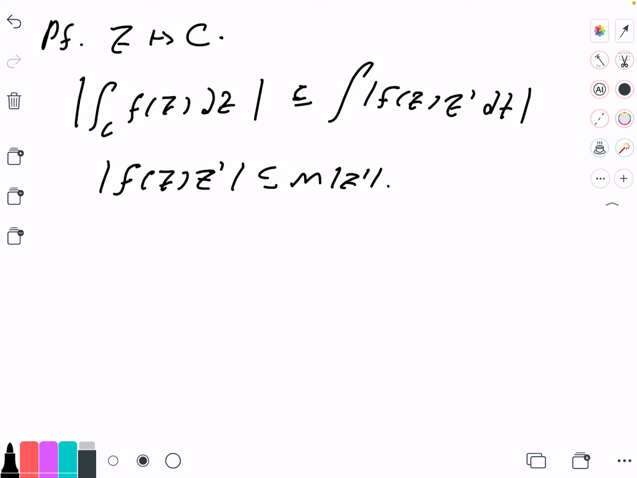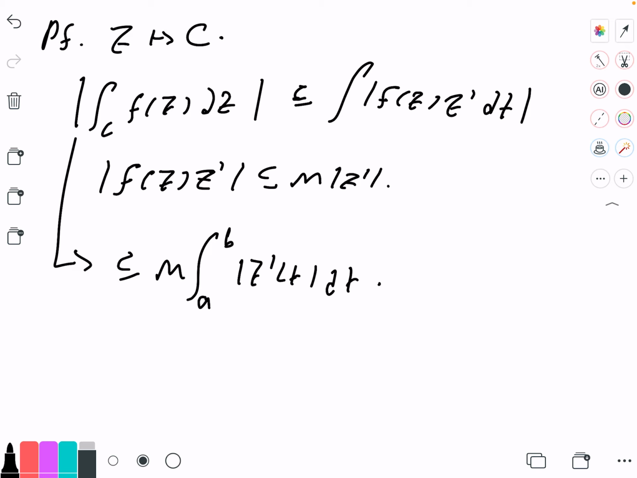So if we rewrite the integral above, we can just write M outside, and we can bound this. Oh yeah, I do need that. But this should look familiar. This is just the arc length. So it's L. So we have successfully proved that we can bound this by ML. So it's a short, easy proof.